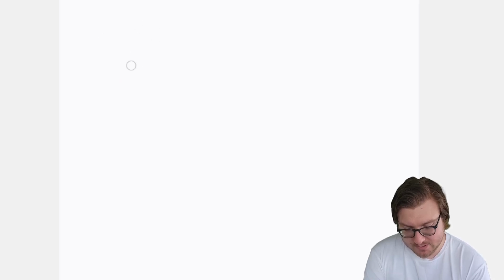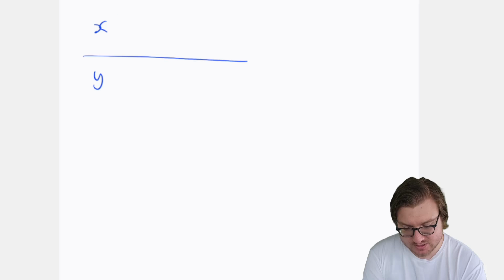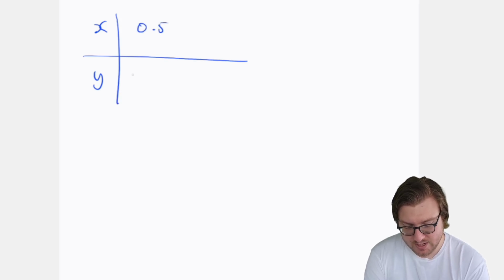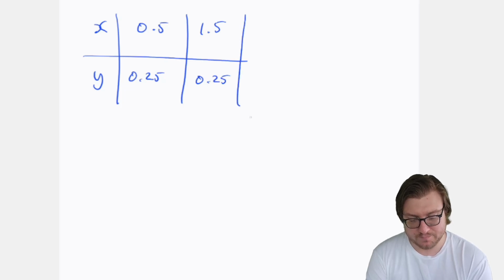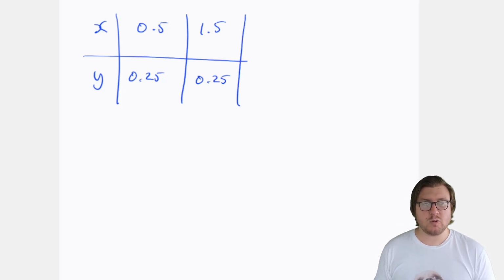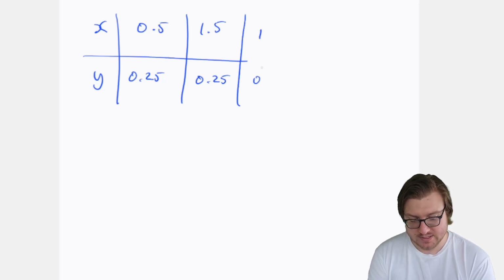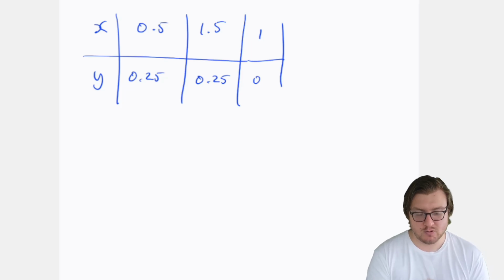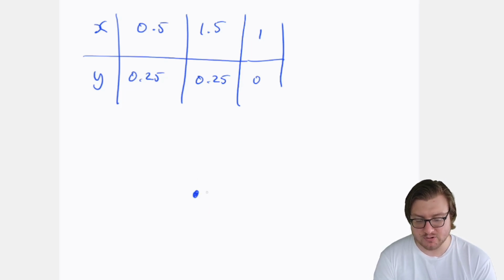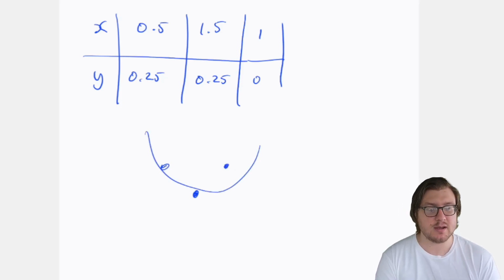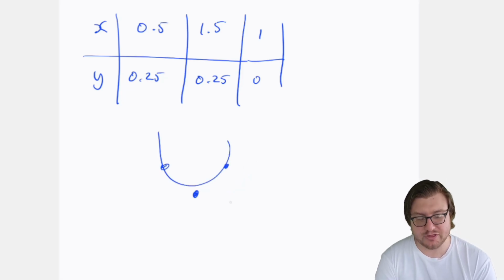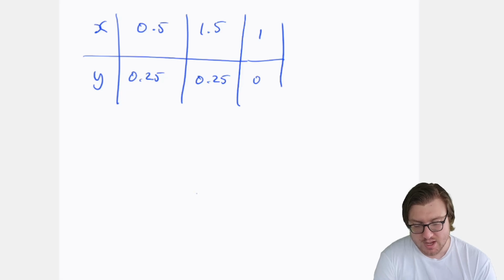Maybe we'll do a quick table. We've got our x values and our y values. When x is 0.5, we had 0.25, and when it was 1.5, we had 0.25 as well. But in the middle, when x is 1, we had 0. So how would this look? At our critical point, we had 0. Before and after, we are higher, so this can only be a minimum. The same way, you could identify a maximum.